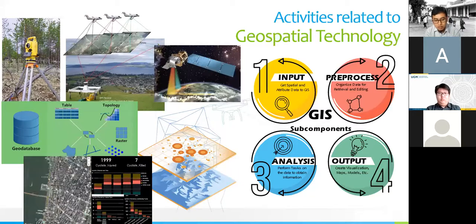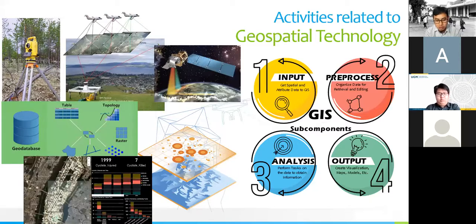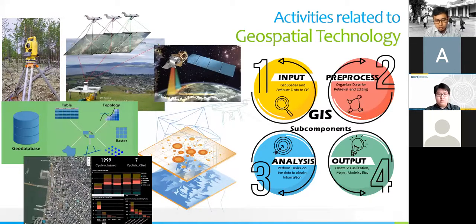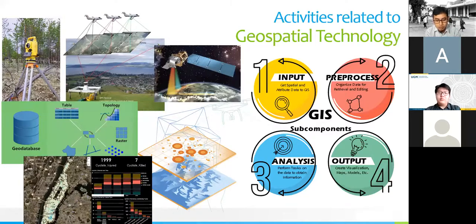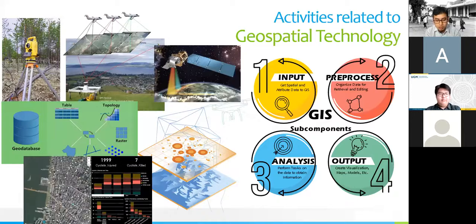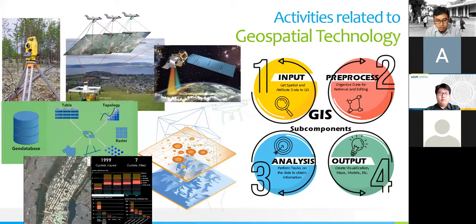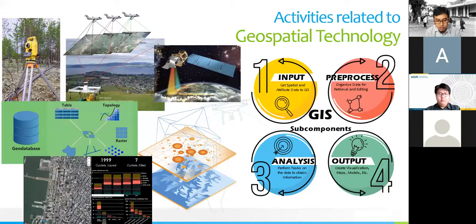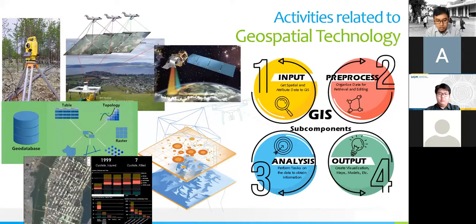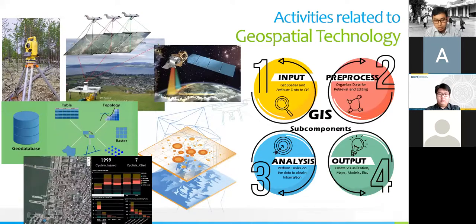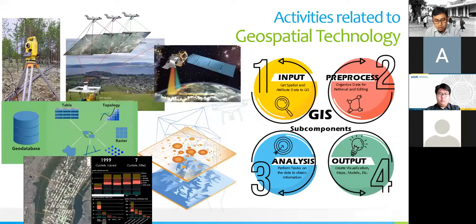Like I said earlier, how we obtain the data defines how we present the data later on. So when we obtain the data by one means or another, we have to make sure that our data accurately represents the real world. Otherwise, we will have a wrong interpretation of the real world. And this is what geospatial technology has to do with border studies.